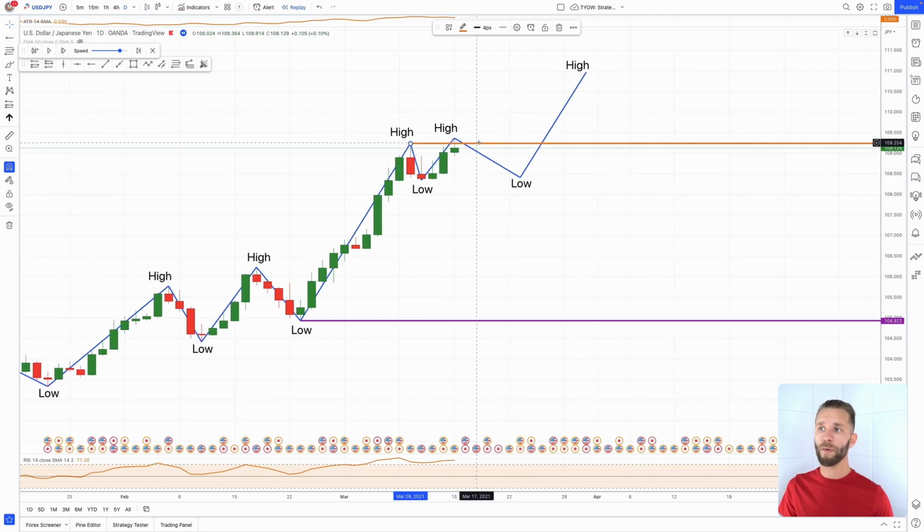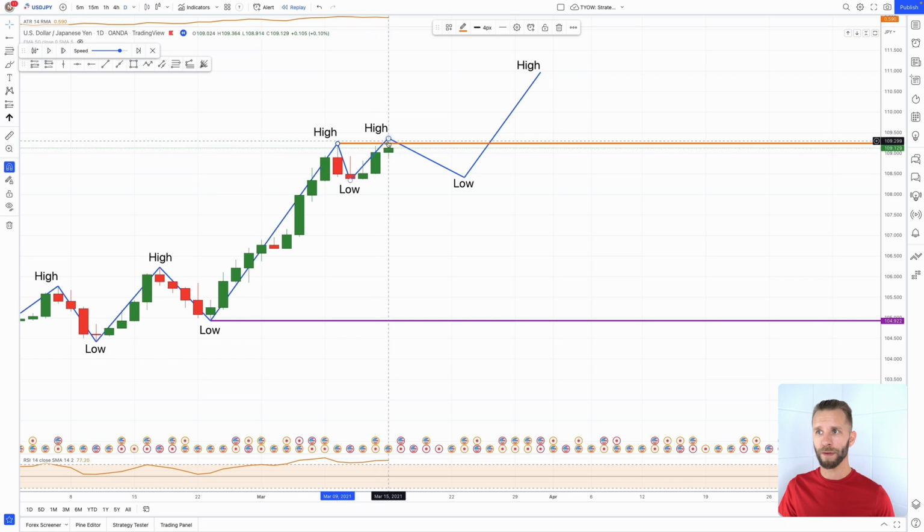Oh, we have a break, but not a close above. Now that shows a little bit of resistance at that line. So I would not consider that a new high as we have not broken and closed above it. So while this is a high technically, it's not a trend high for me.